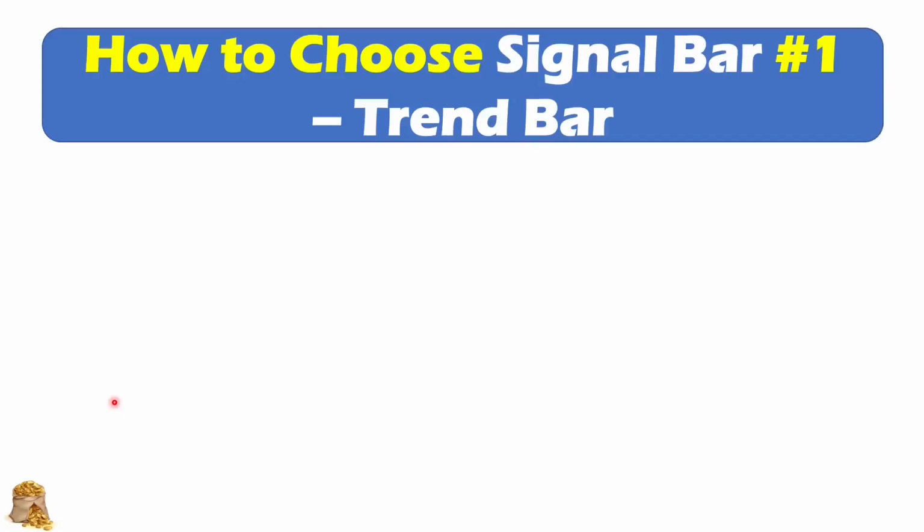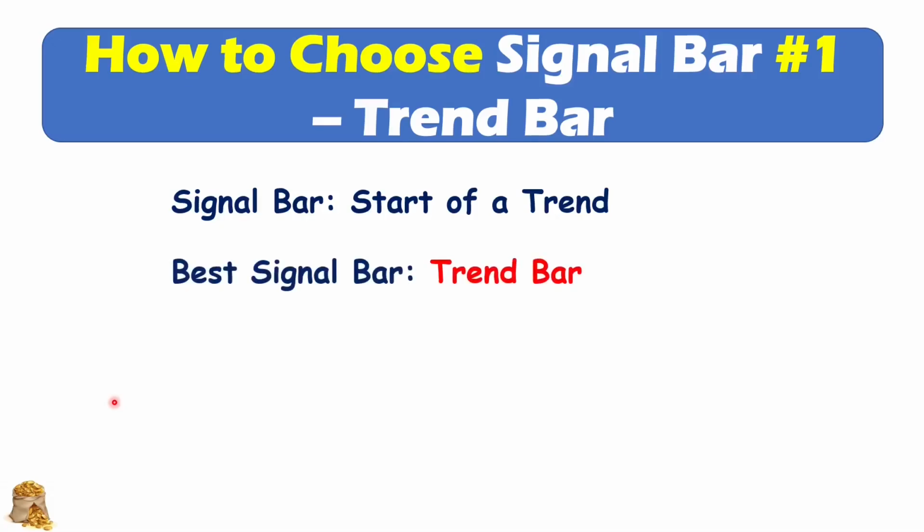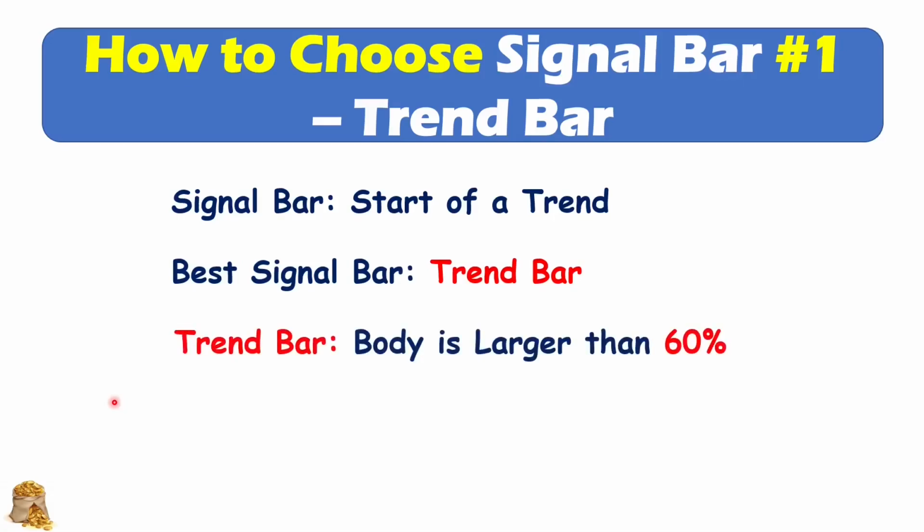When you do day trading, you want to wait for the signal bar to come and then start to trade. That is because the signal bar is the start of the trend. And among all the signal bars, the best signal bar is the trend bar. What is a trend bar? Basically, the trend bar has a body larger than 60% of the whole candlestick. It means the direction of the market, and it also means the start of the trend.